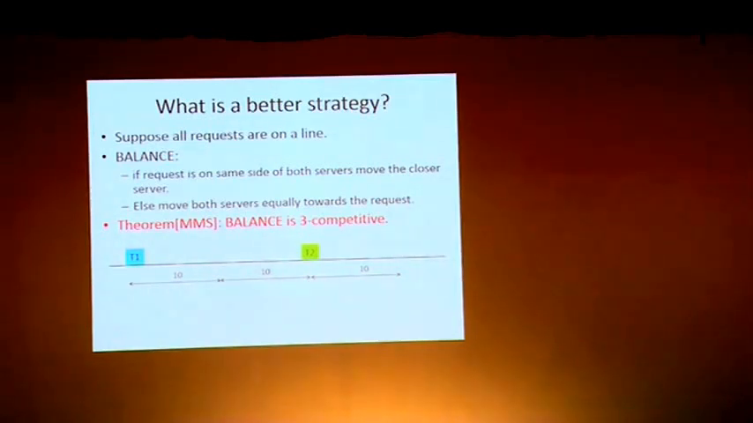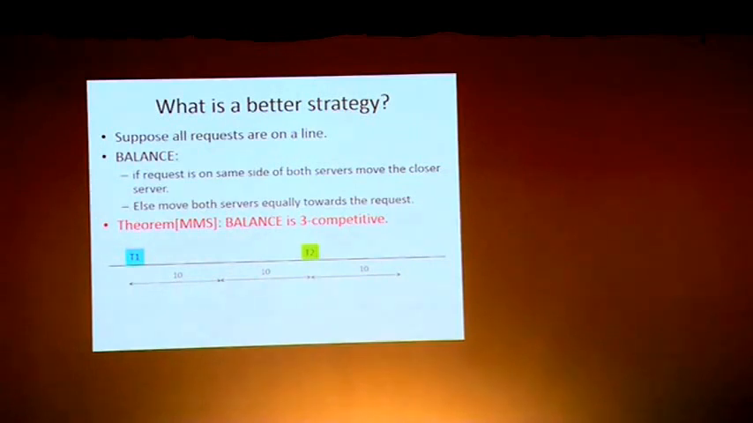Now, just to remind you, what does it mean? It means that the distance traveled by this algorithm will never be worse than 3 times the best way of serving those requests, even if you knew all the requests in advance. So in some sense, the price for not knowing the future here is just 3 and not more than that.